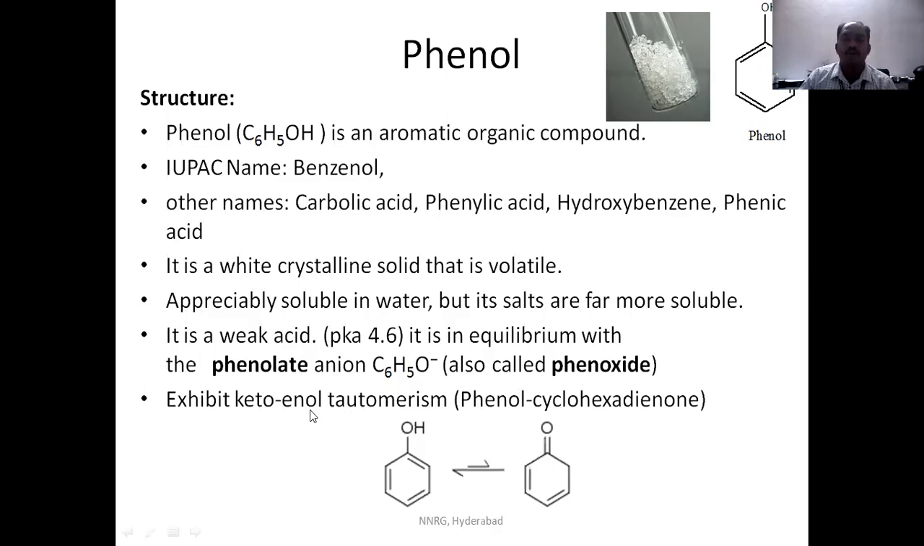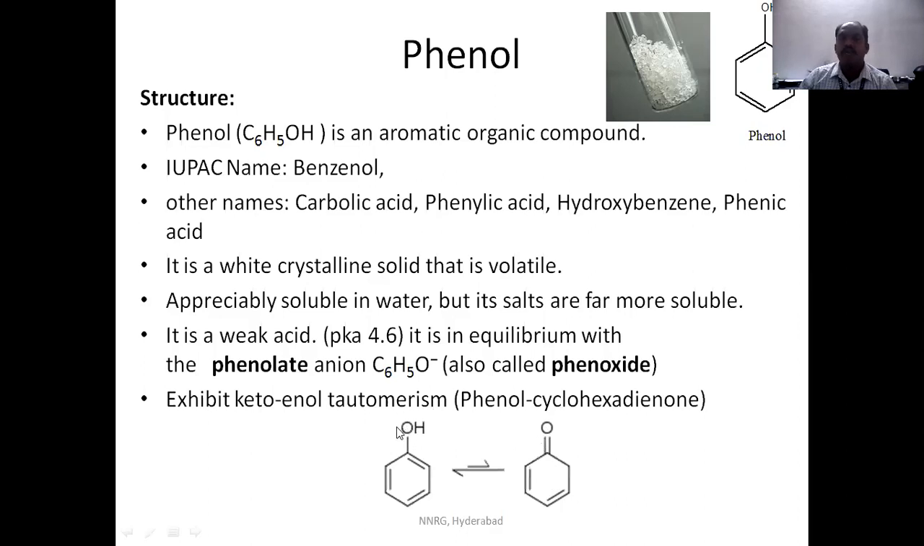Sometimes phenol will undergo keto-enol tautomerism. So what is keto-enol tautomerism? Keto-enol tautomerism takes place in molecules in which there is an alkene attached to a hydroxy group. That same structure is present in phenol, that is C=C-OH. This part is called enol. Whenever this enol is there, there is a possibility of a keto form also. So phenol undergoes keto-enol tautomerism.